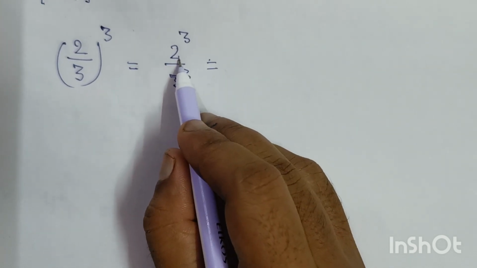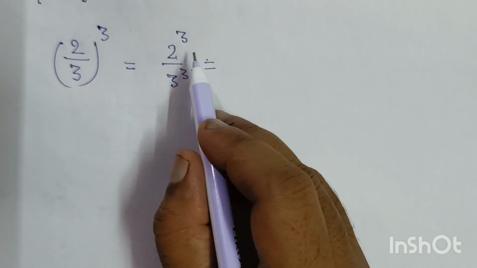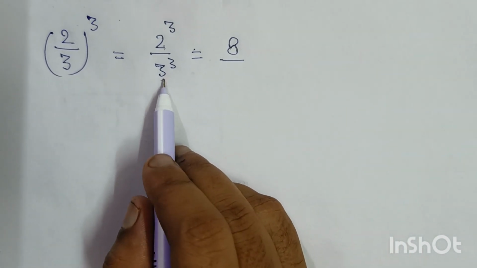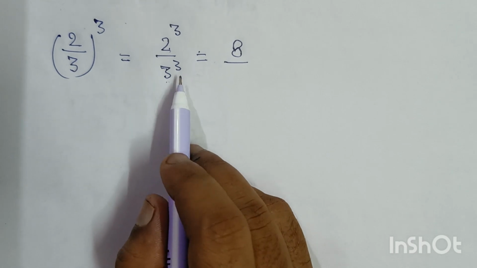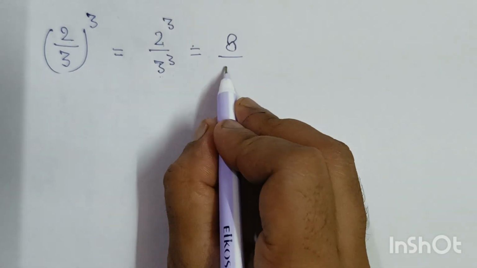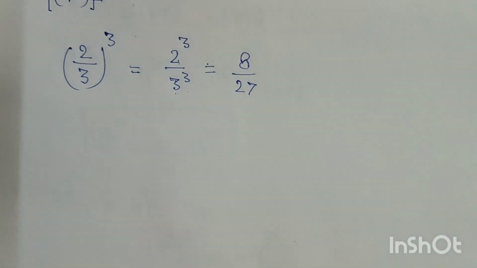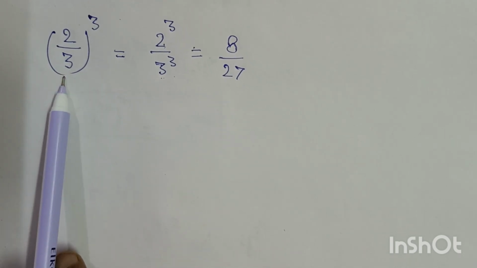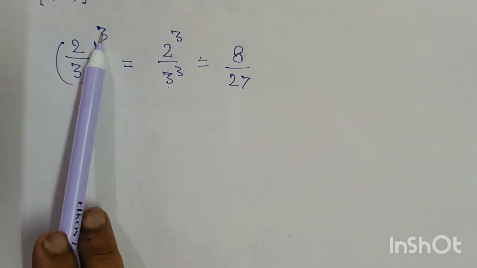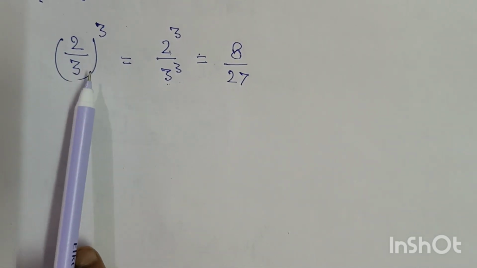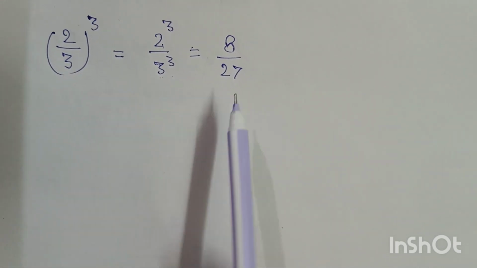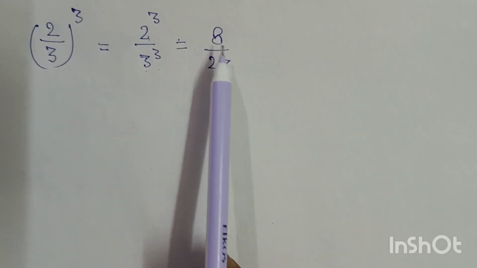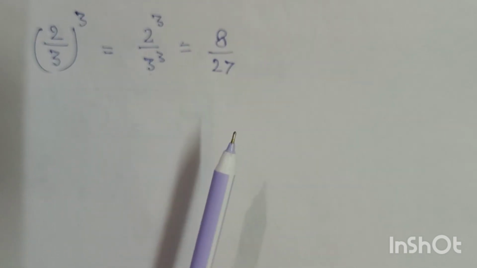And if we simplify this further, 2 raised to the power 3 means 2 is multiplied by itself 3 times. So 2 twos are 4, 2 fours are 8. And 3 raised to the power 3 says that 3 is multiplied by itself 3 times. So 3 threes are 9, 3 nines are 27. So we will get 8 upon 27. So when we have this kind of expression, 2 upon 3 raised to the power 3, it says that the exponent is on the numerator and the denominator as well. So there is nothing common between 8 and 27, and this is the final answer.